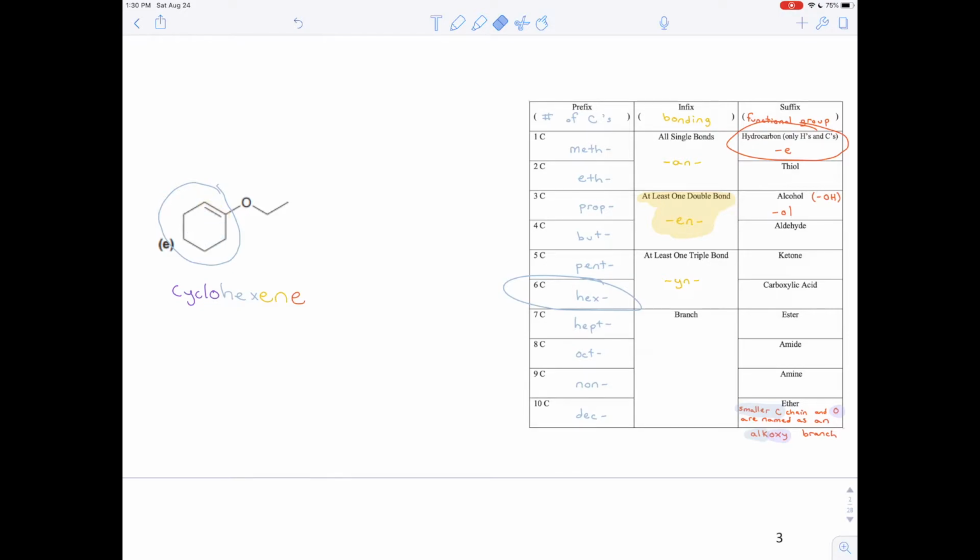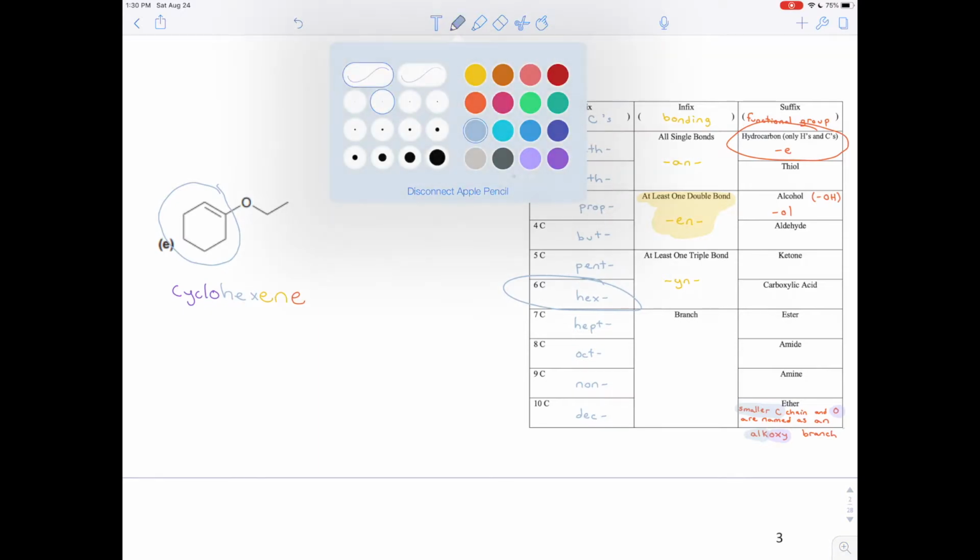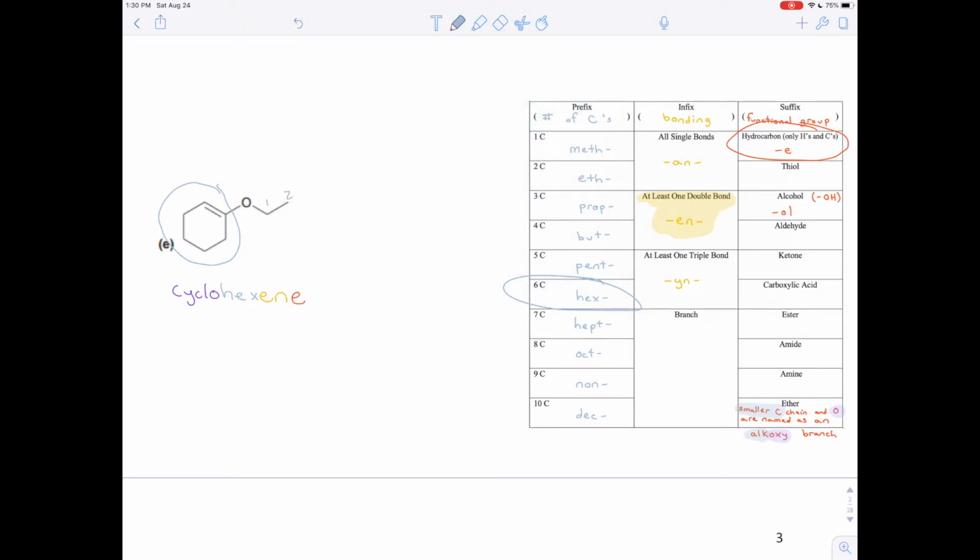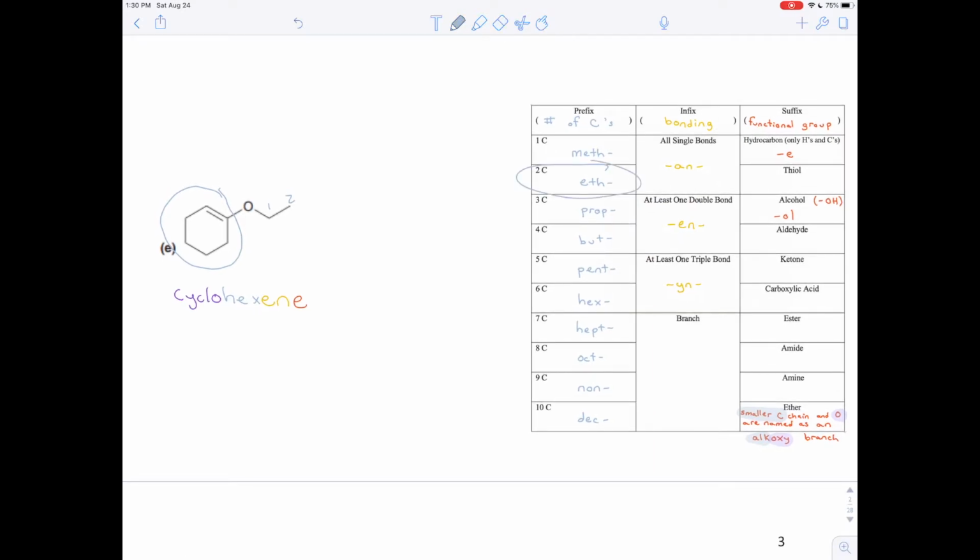Okay, next our branch. We have 2 carbons here. The prefix for 2 carbons is eth. We have an oxygen, so that's going to be represented by oxy, so ethoxy.